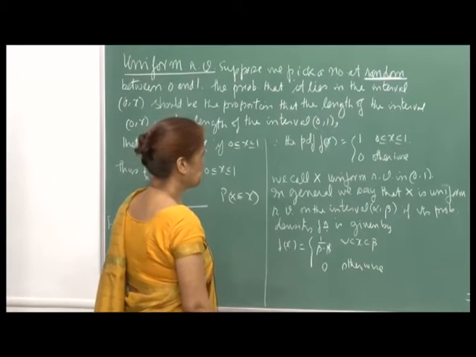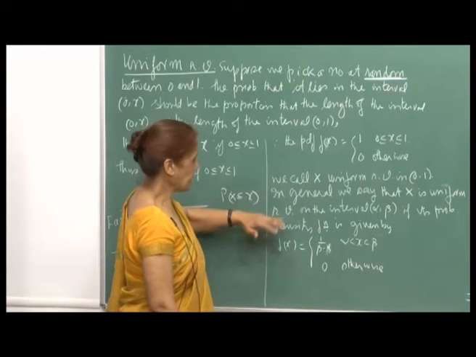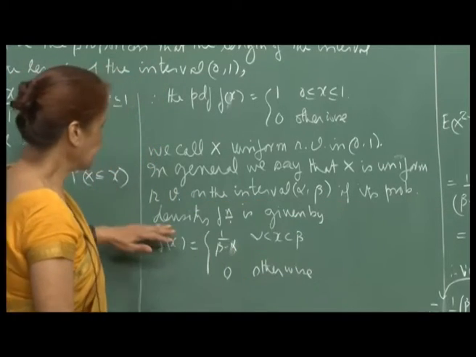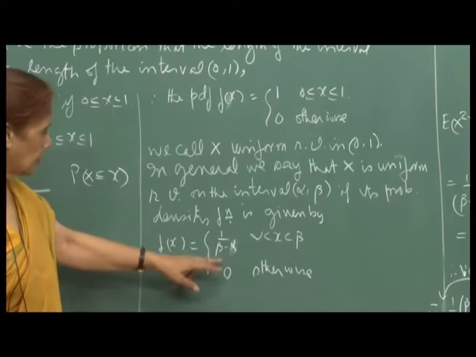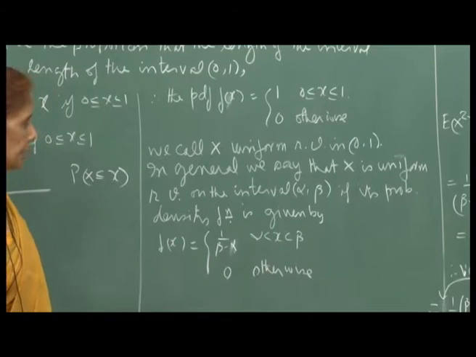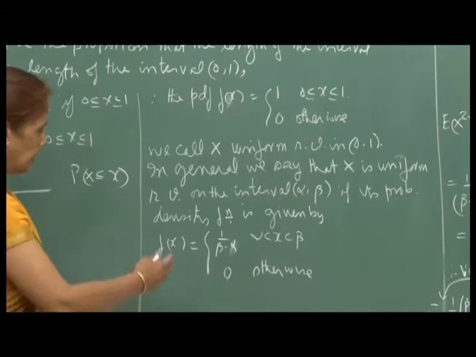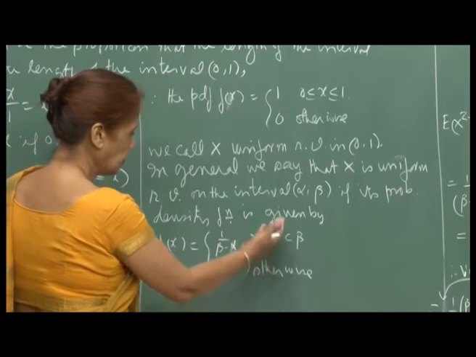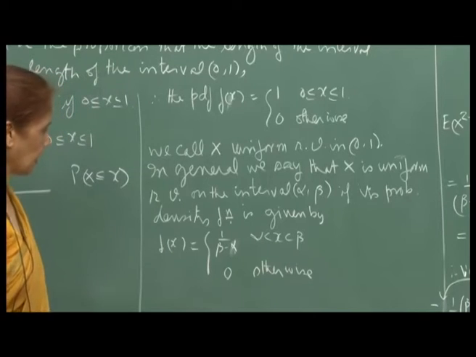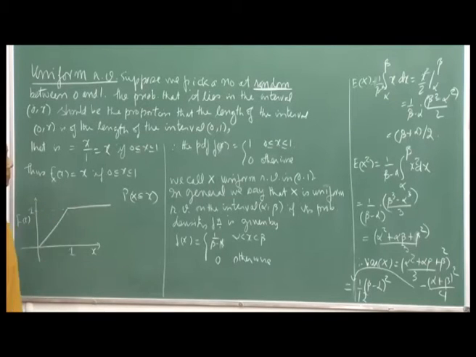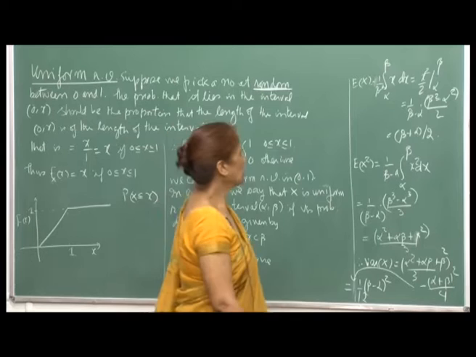In general, we say that X is a uniform random variable on the interval alpha comma beta if its probability density function is given by 1 upon beta minus alpha, for x lying between alpha and beta, and 0 otherwise. So, I will again repeat that whenever I am defining a PDF or a cumulative distribution function, I have to define the region on which it is specified. Okay. So, of course, for the CDF it goes up to infinity, because after whatever the values are over, then it stays at 1. Okay.